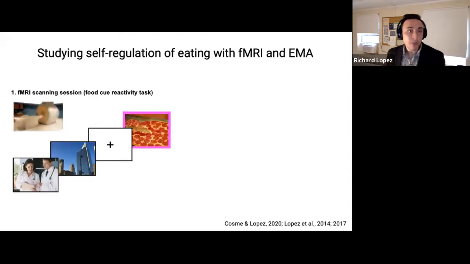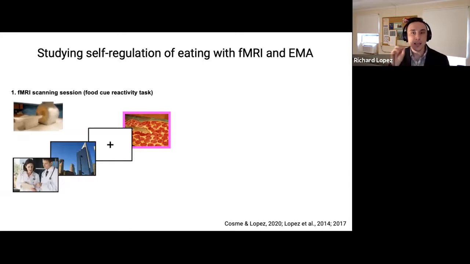For those who are not familiar, there's a kind of task known as a food cue reactivity task, where you bring people into the fMRI scanner, you show them various images, and you give them an incidental task to complete. In this case, the cover story was we're interested in perceptual and spatial processing, so just categorize each image as taking place indoors or outdoors.